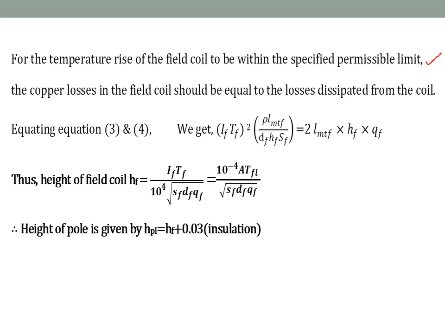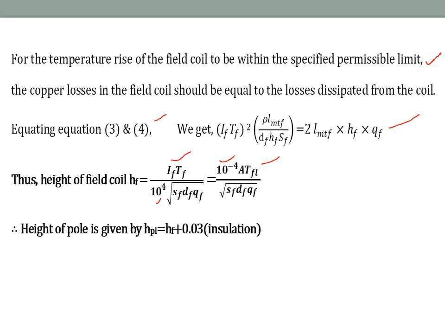So now equating 3 and 4, we get IF into TF whole square times rho LMTF divided by DF HF SF is equal to 2 LMTF into HF into QF. Therefore height of the coil, substituting rho, is IF TF divided by 10 raised to 4 root of SF DF QF. If we take 10 raised to 4 minus 4 here, IF TF will be ATFL, root of SF DF QF.